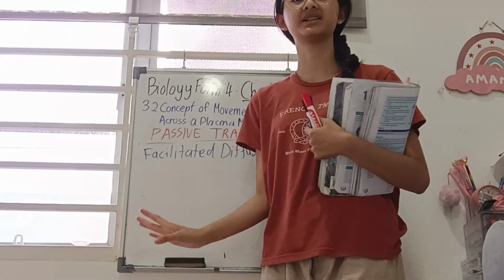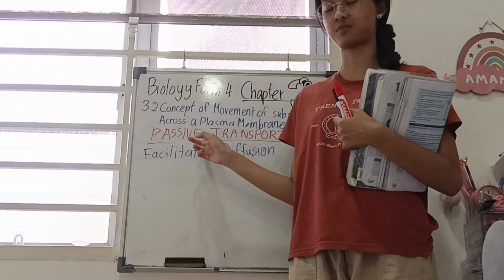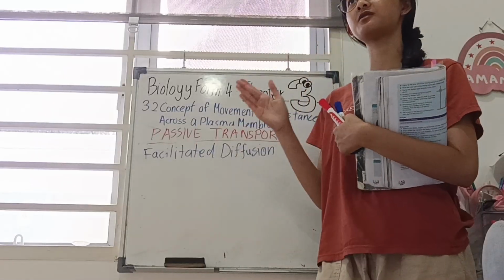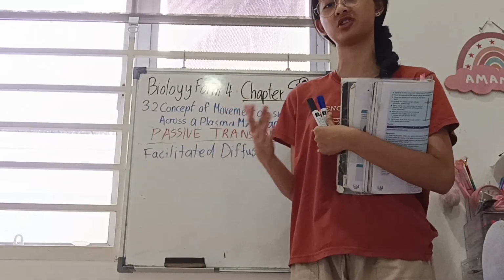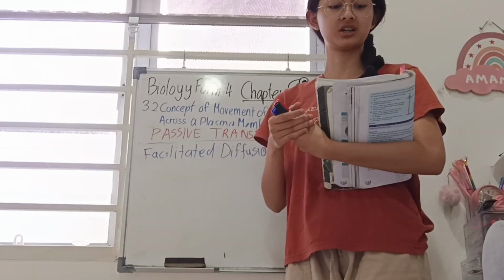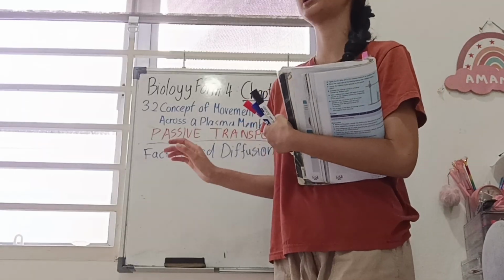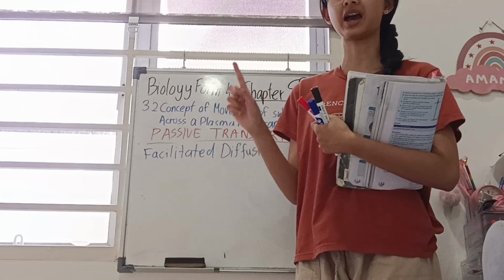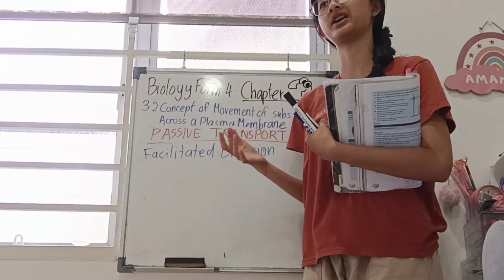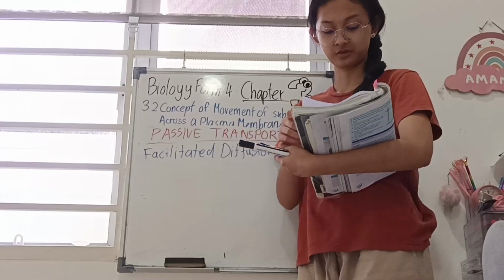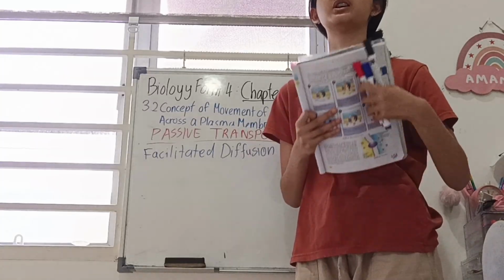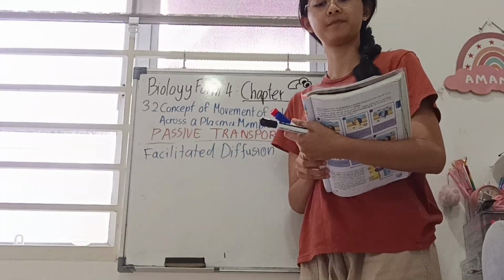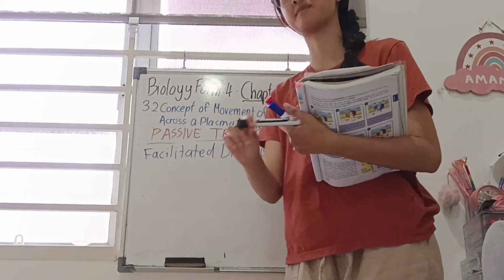And the last one for passive transport is facilitated diffusion. Facilitated diffusion also follows the concentration gradient to reach the dynamic equilibrium, but this one needs the help of proteins, the channel and carrier proteins, like the ones I mentioned in the last video. Even though this one uses protein, it still doesn't use energy because it's under passive transport. So let me draw a diagram.